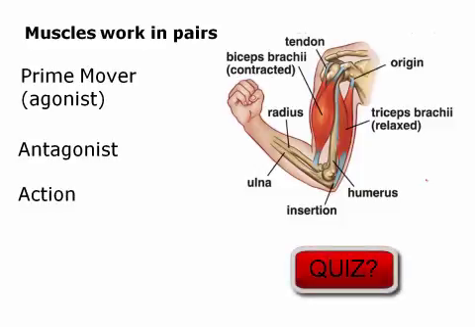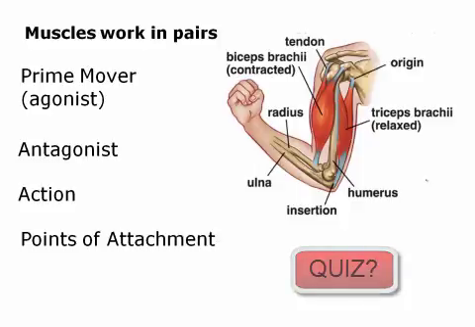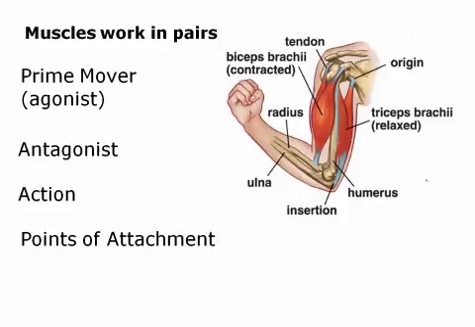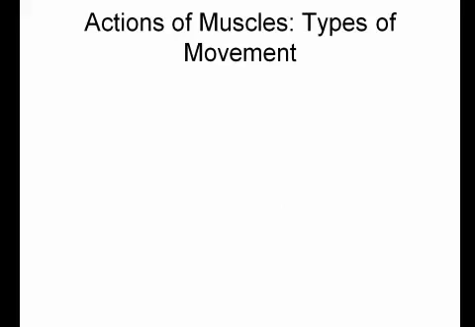This movement we call the action. We'll look at some examples in a moment of different actions. We can also, when we examine muscles, look at the points of attachment where they are attached to bone. The origin is the attachment that is closer to the midline of the body, and the insertion is the point of attachment that's further away from the body. So as muscles contract, depending on their points of attachment, a specific movement or action will be produced.